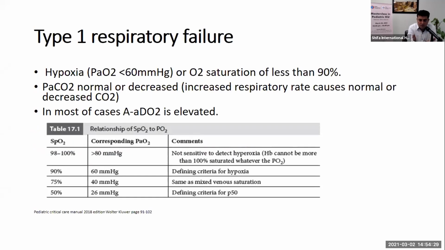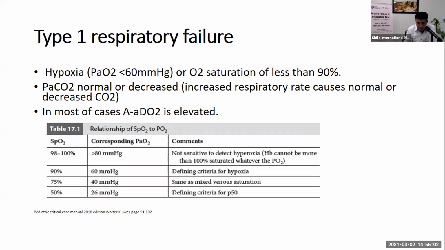So going to type 1 respiratory failure, which is of course the commonest type, it typically happens in acute lung disease to start with. It will happen first, the hypoxic type, and then it is usually followed by the hypercapnic type if it is a severe lung disease. So how do we define hypoxia? It is defined as the partial pressure of oxygen in the arterial blood gas of less than 60 millimeters of mercury, or the oxygen saturation of less than 90%.